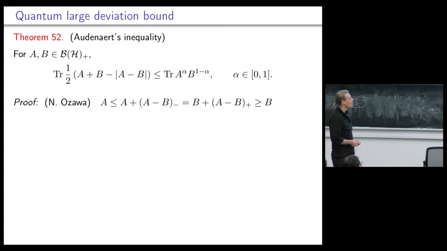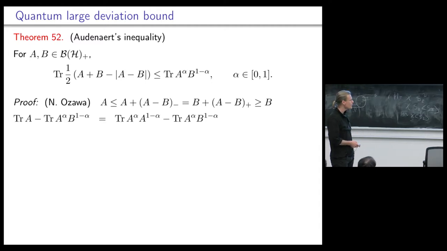This is clear. What is interesting to note is that this is, apart from normalization, nothing else but the R infinity center, or D infinity center, so the center of the two operators with respect to the infinite Rényi divergence, or in other terms, the trace maximum of these two operators. So this concept of the trace maximum appears also here, and then the proof is just constantly using these inequalities and the operator monotonicity of the power function.